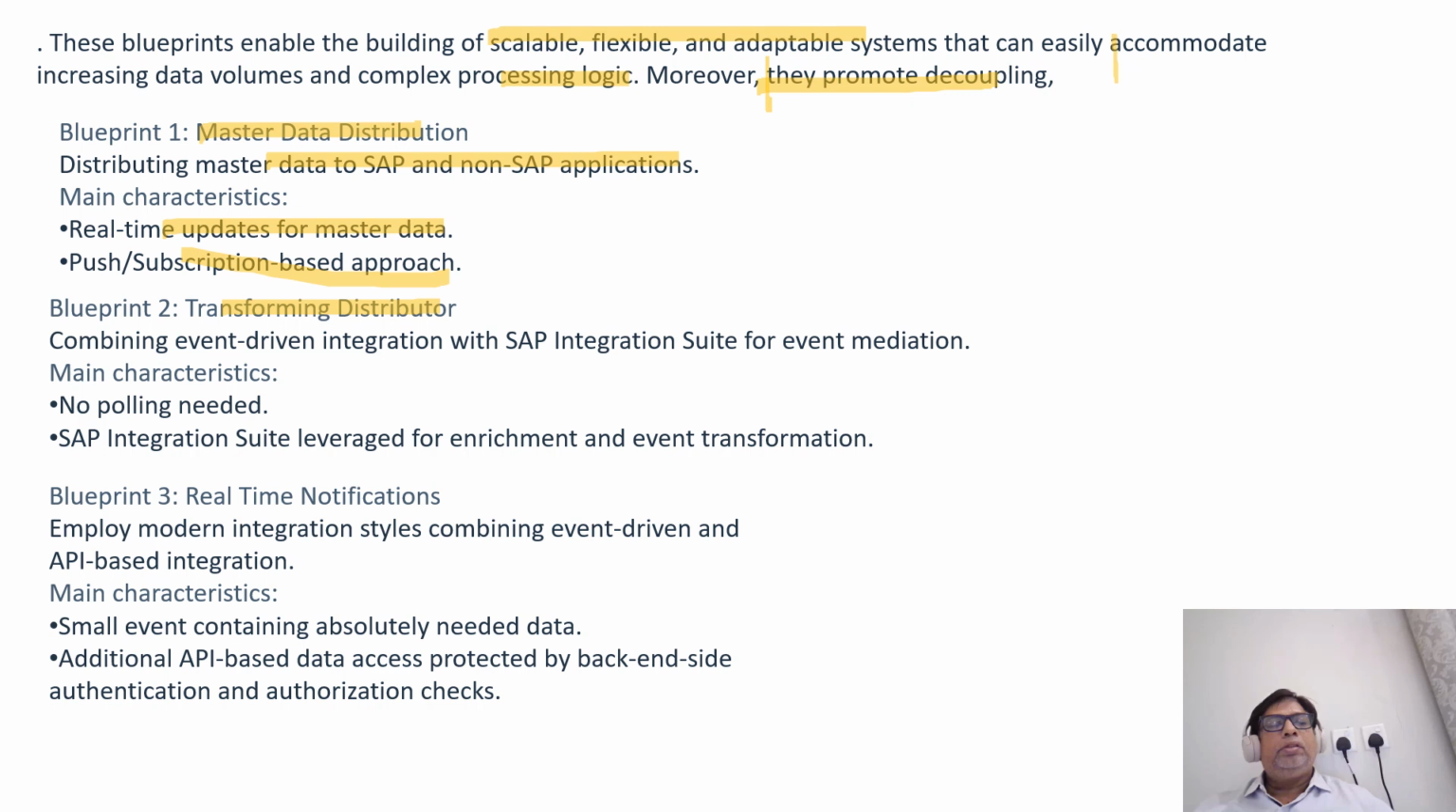The second diagram we see is the combined event diagram, integration and suite event model. And mainly no polling is needed. SAP suite leveraging the enrichment and transformation. Real-time notifications. Blueprint 3 is generally for modern integration styles and API integrations, small event contribution models, and also API backend side authentication. So these are the blueprint 1, 2, 3 options available. In case you want to maintain MDG, we can maintain it in blueprint one. Master data distribution is the option in blueprint one. Category two, blueprint two, is the transforming distributor option. Okay, and the last, final blueprint 3 is the real-time notification option.